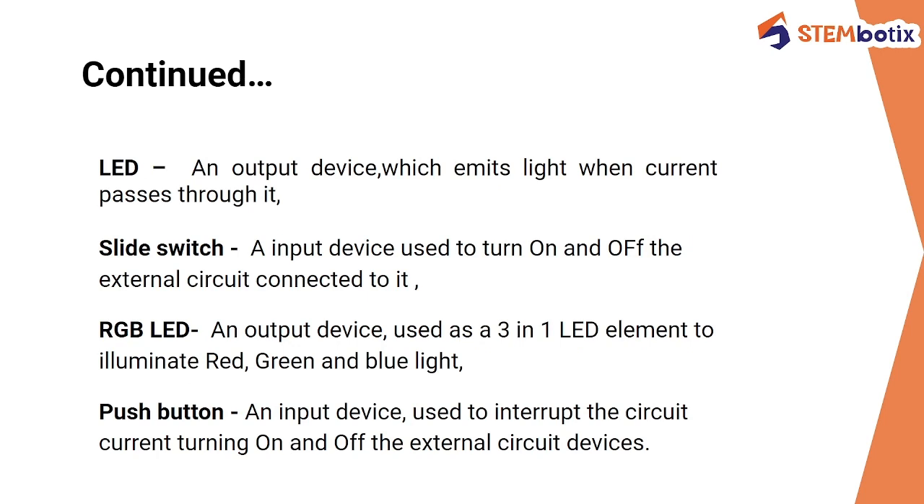Then after, there is LED. This LED is an output device, onto which we are going to see our output as turning it on or turning it off. An LED is a device which emits light when current passes through its terminals. Whenever there is a current flow through its anode and cathode, this diode emits light rather than heat.